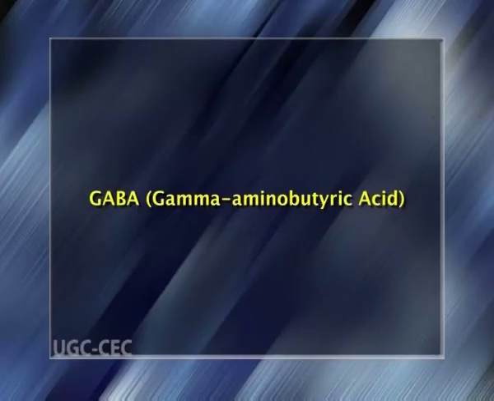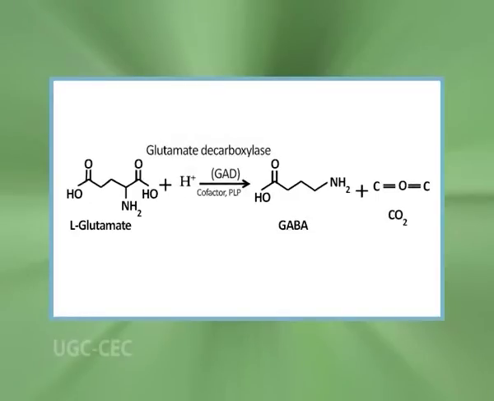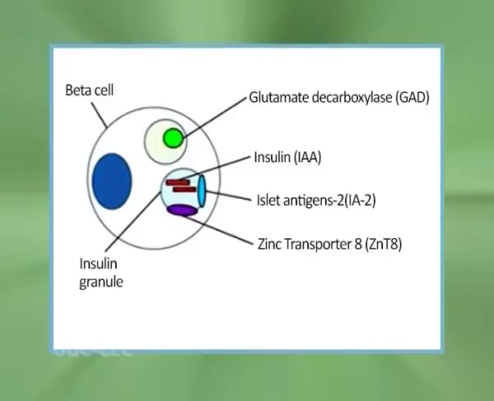Next important neurotransmitter is GABA. Several amino acids have distinct excitatory or inhibitory effects upon the nervous system. The amino acid derivative gamma-aminobutyric acid, also called 4-aminobutyrate, that is GABA, is a well-known inhibitor of presynaptic transmission in the central nervous system and also in the retina. The formation of GABA occurs by the decarboxylation of glutamate catalyzed by glutamate decarboxylase, that is GAD. GAD is present in many nerve endings of the brain as well as in the beta cells of the pancreas.